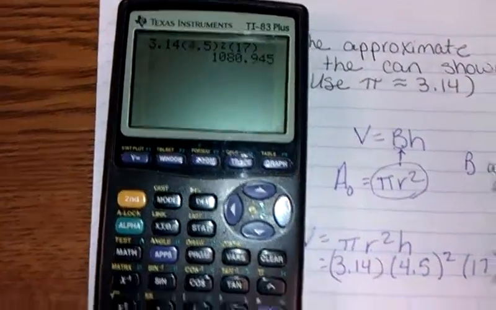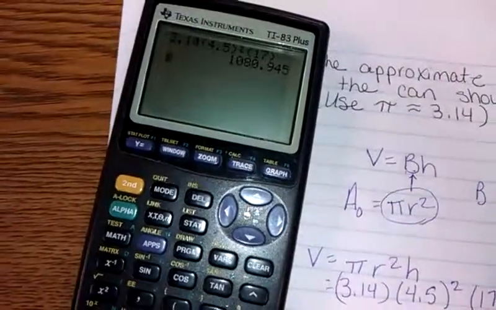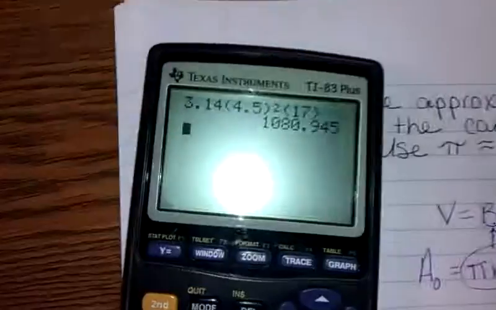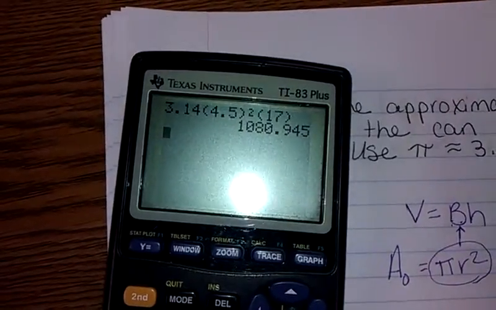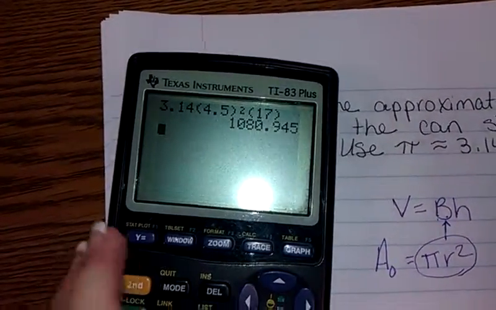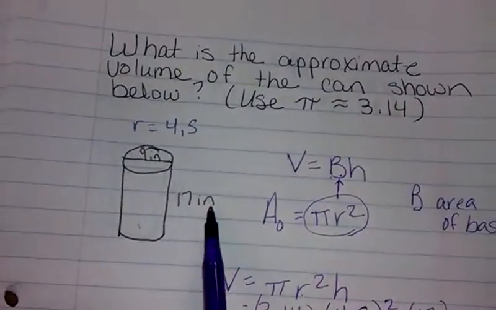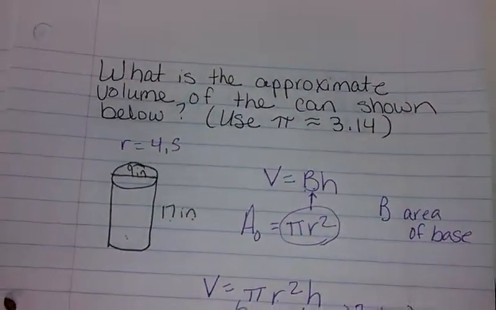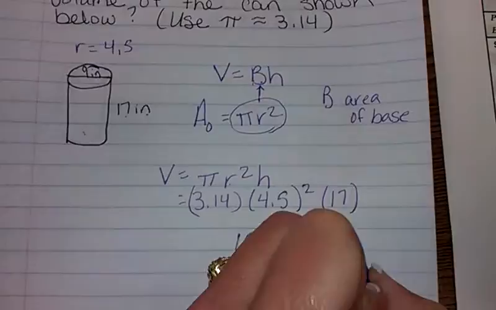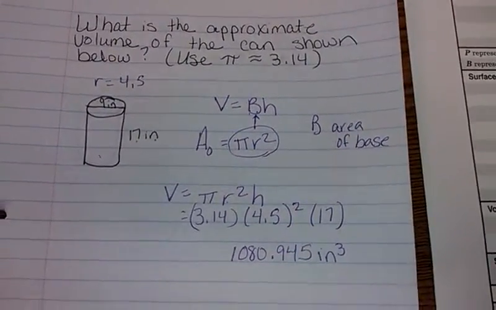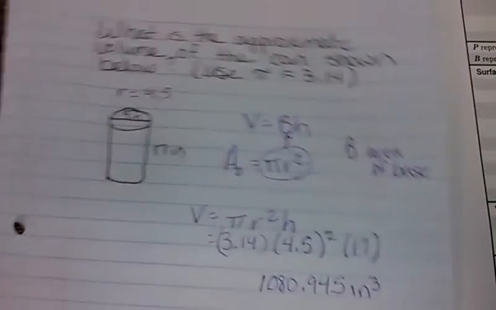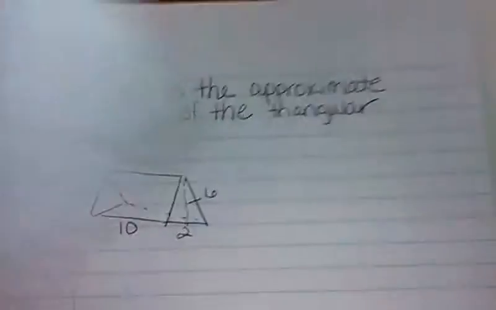Press enter, and my answer is 1080.945. I'll just leave it like that for right now. And the measurement is inches. Since it's volume, it is always to the third power. It's cubed. Next one. Oh, I jumped ahead here on my papers.